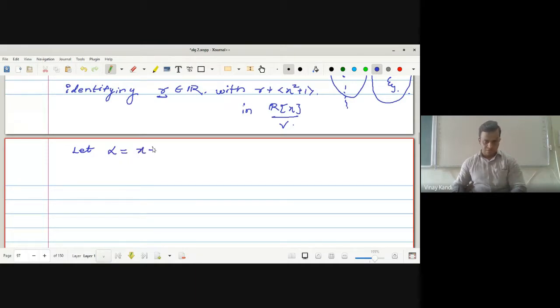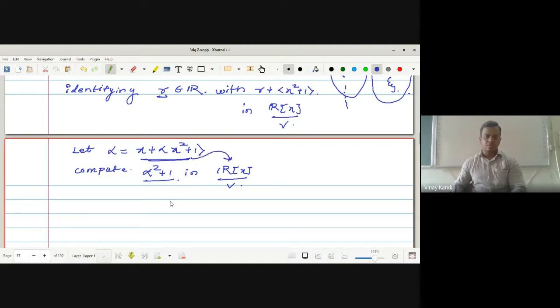Let alpha be equal to x + <x^2 + 1>. Now compute alpha^2 + 1 in R[x] divided by V.